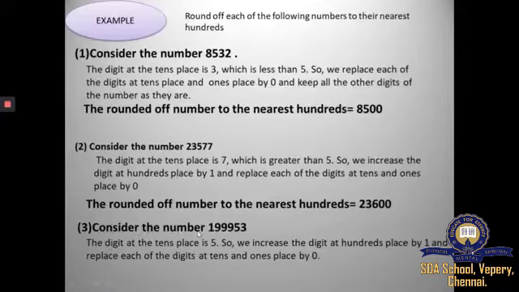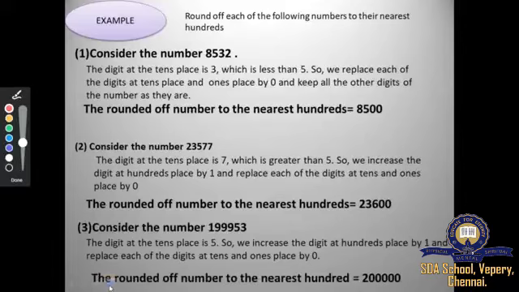So consider the number 1,99,953. The digit at the tens place is 5. So we increase the digit at the hundreds place by 1 and replace each of the digits at tens and ones place by 0. Thus we obtain the rounded off number to the nearest hundred is equal to 2 lakhs.